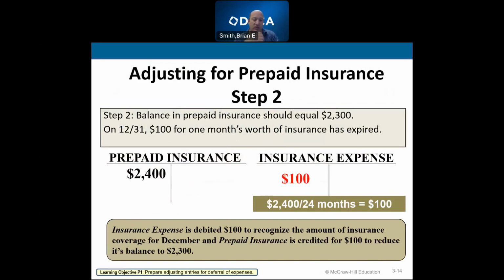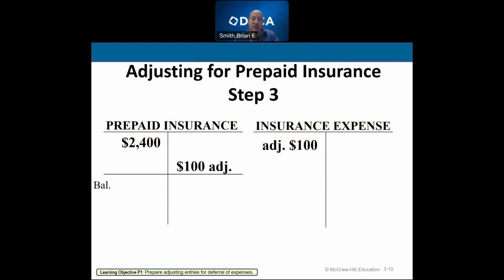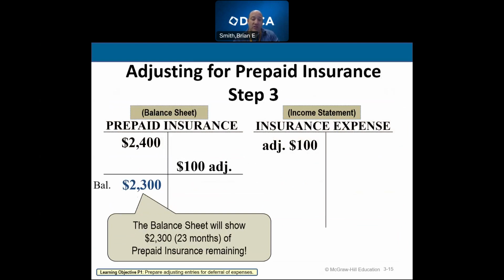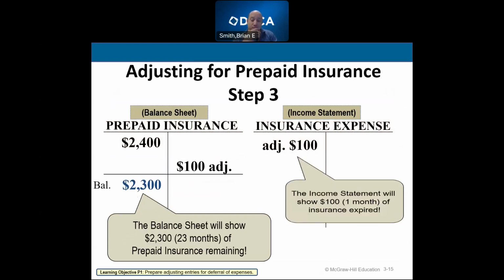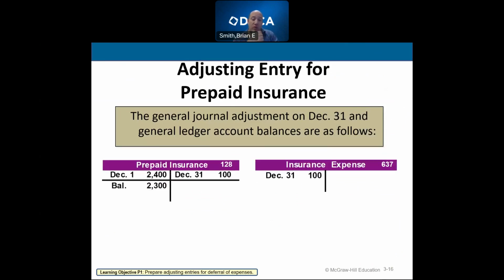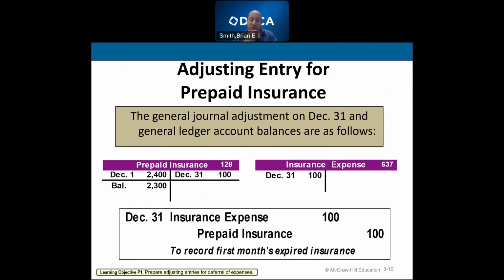Okay, so let's show you this on the T accounts. So there's what we're going to do with this account. Our adjustment is going to be that $100, and now our balance in the prepaid account is $2,300, and our prepaid insurance is an asset. It's on the balance sheet. The insurance expense is an income statement account and is going to be put on the income statement. Okay. So here's our journal entry. We're basically, like we saw, going to be debiting the insurance expense and crediting the prepaid insurance. So there's our journal entry.